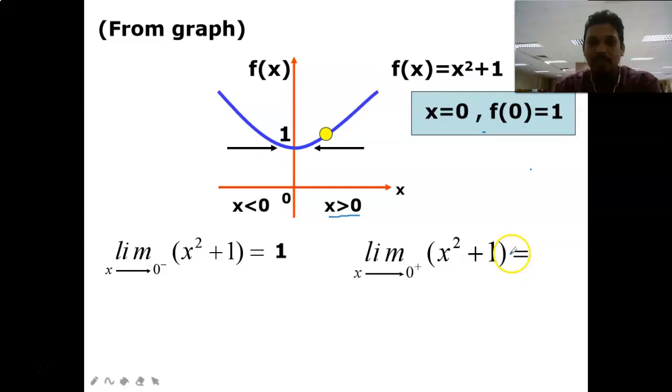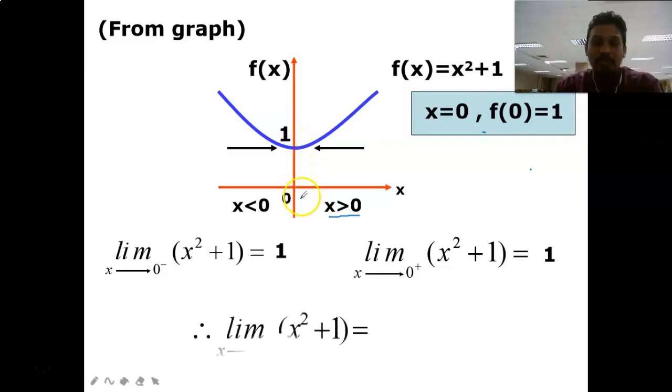Look at this one here, approaching 0 from the right, so then x equals 1. So from both left and right, it is approaching one value of y, which is 1. So then the limit of x squared plus 1 as x approaches 0 equals 1.